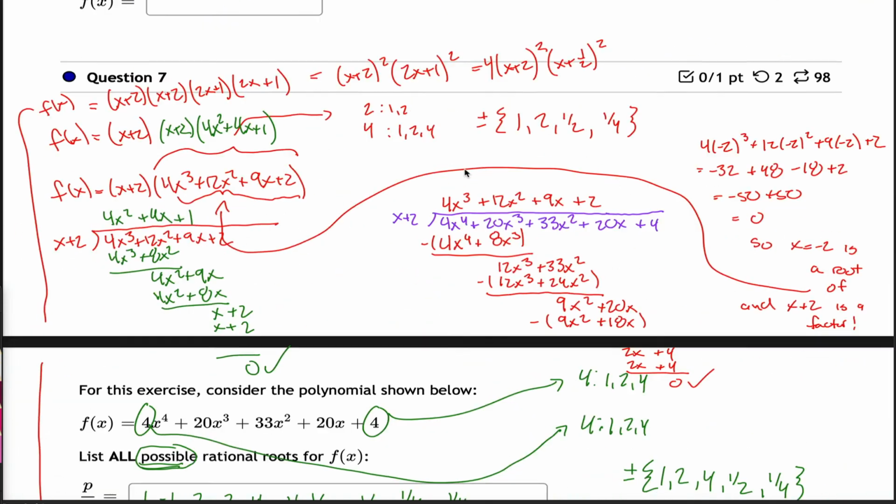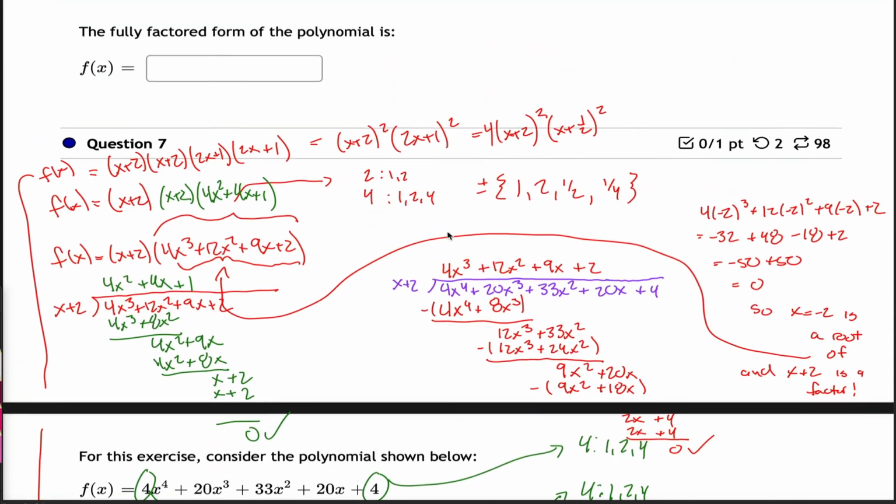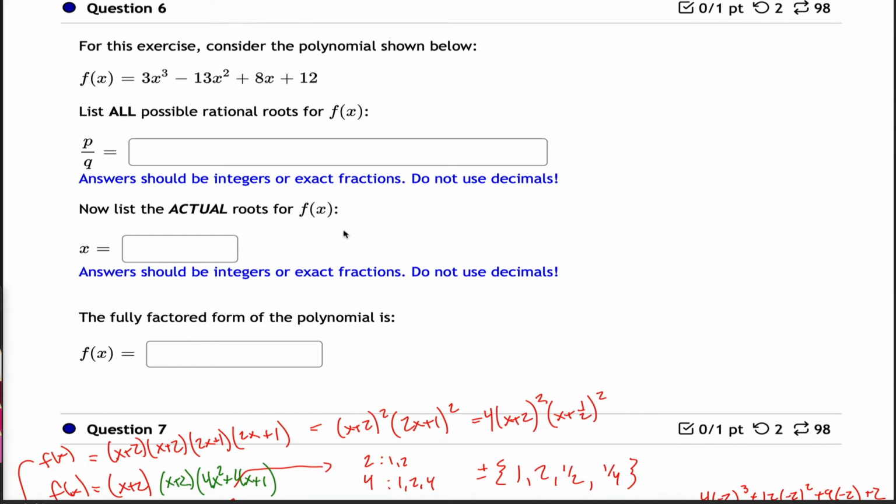Question 6 is kind of like 7, but it's a lot more doable, right? It's more like what you'd see on the quiz. This is a good one to practice for the quiz. Maybe I can write this, like quiz practice. This will be pretty similar to what you'll see. It's a third degree polynomial.